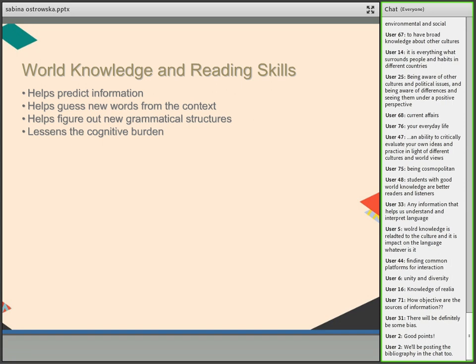First of all, having some background information about the topic helps us predict information, which means we are not stressed about the language so much. And being able to predict information means we are able to guess new words from the context, because we are already familiar with the topic. Let me give you an example here.